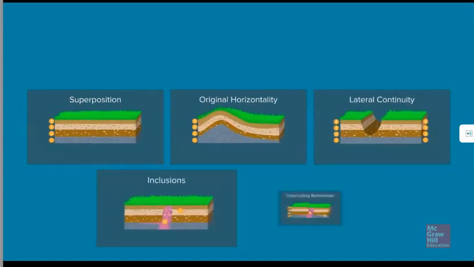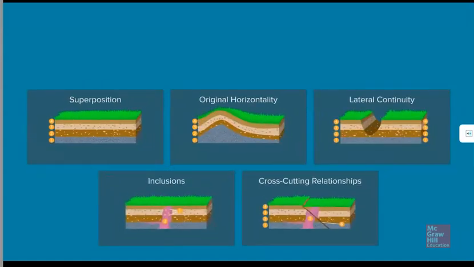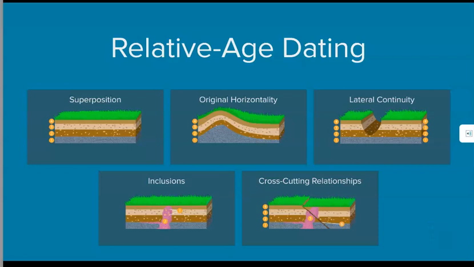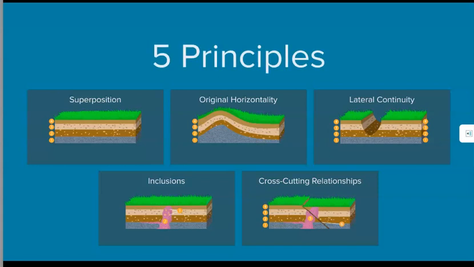How can geologists organize past geological events? By using relative age dating. Relative age dating allows scientists to determine the sequence of past geological events by comparing the order of rock layers. There are 5 principles of relative age dating: superposition, original horizontality, lateral continuity, inclusions, and cross-cutting relationships.